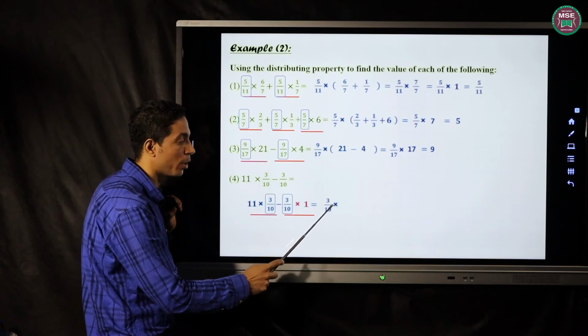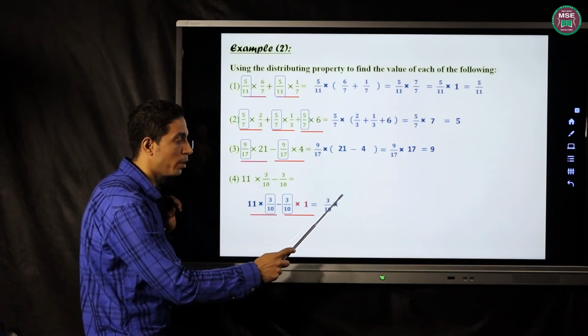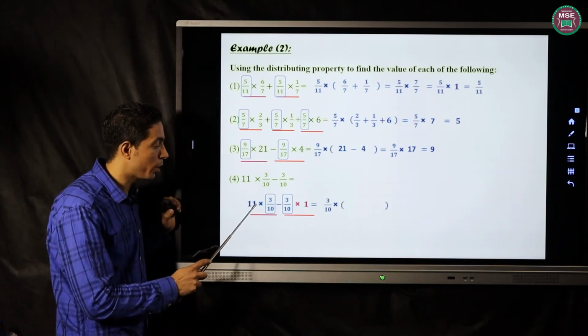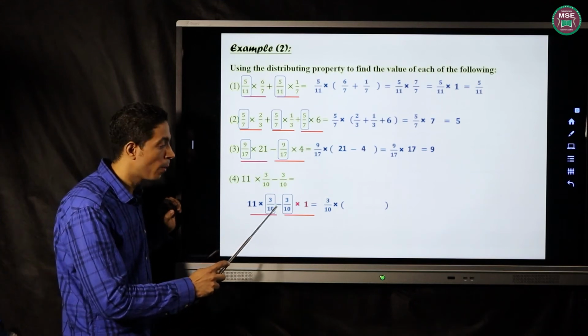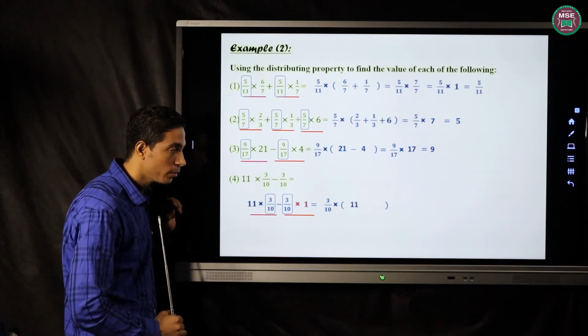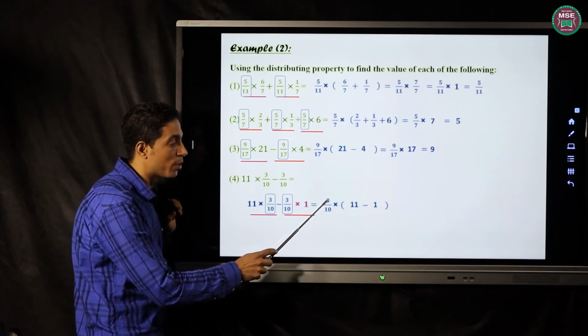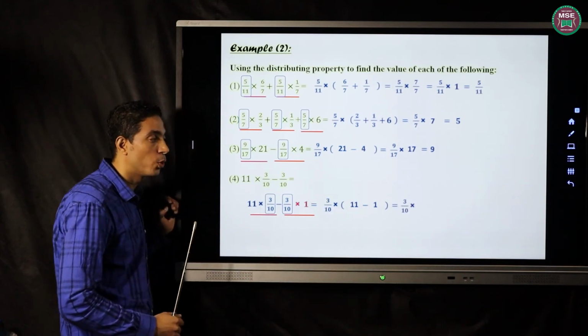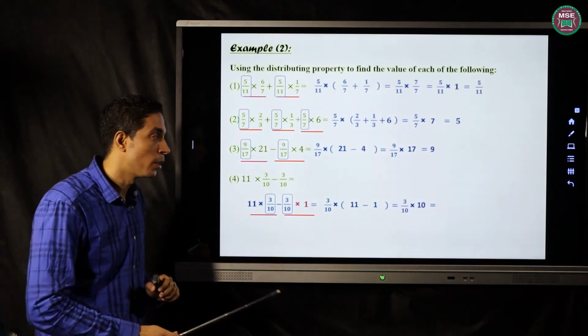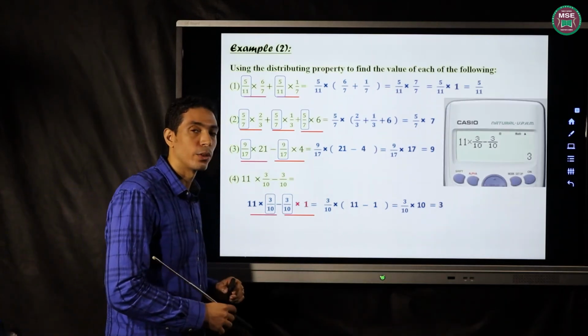We type 3 over 10 only one time, multiply, and open a bracket, then we take the other numbers, 11 minus 1. 11 minus 1 will equal 10, then the answer will equal 3 over 10 times 10, which equals 3. And we can check the answer by calculator.